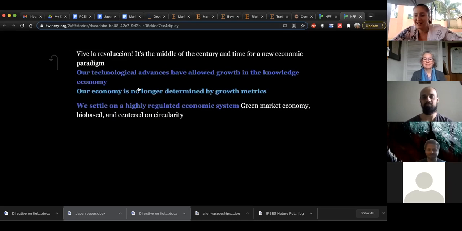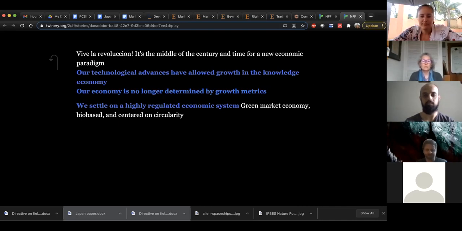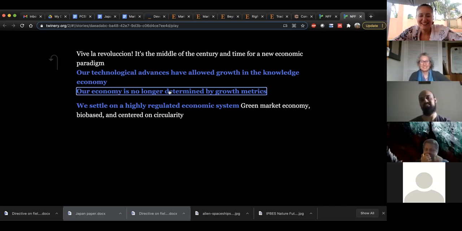That's the nice thing about decision trees. Okay, so Viva la Revolución. It's the middle of the century and time for a new economic paradigm. Either our technological advances have allowed growth in the knowledge economy, our economy is no longer determined by growth metrics, or we settle on a highly regulated economic system, green market economy, bio-based and centered on circularity. Okay, there's general consensus on this one. I think we're no longer determined by growth.